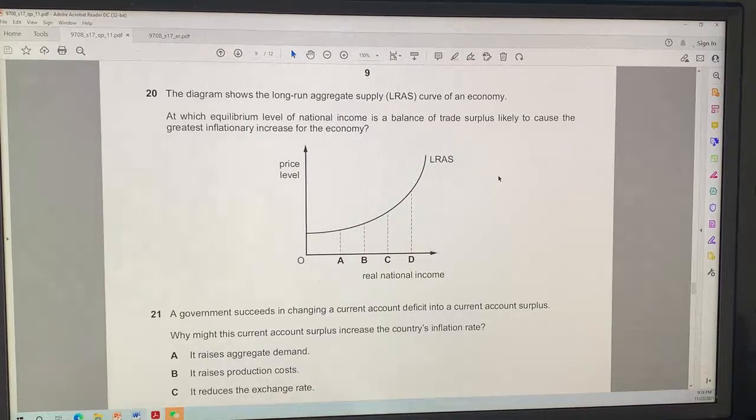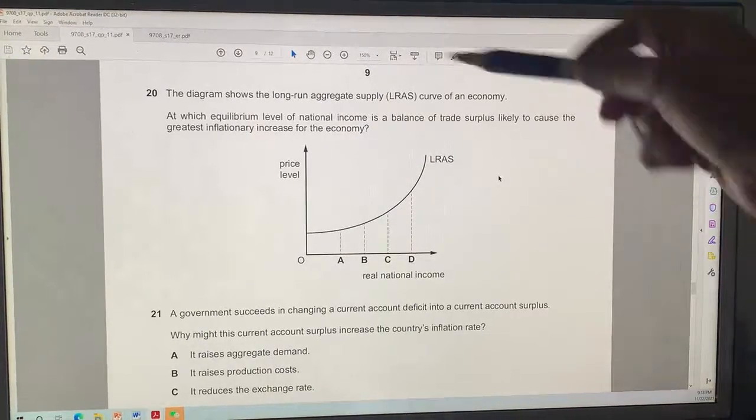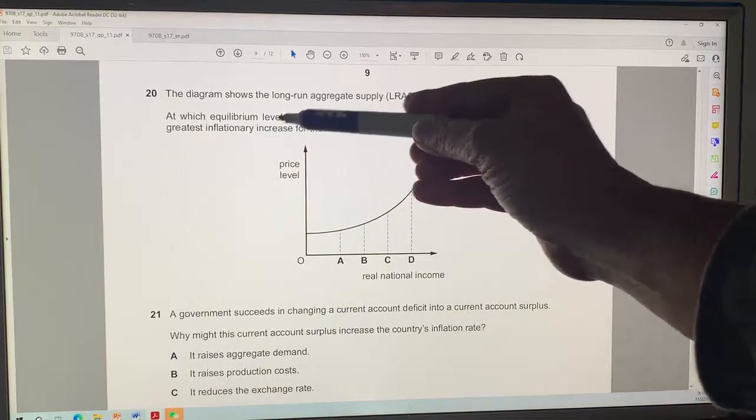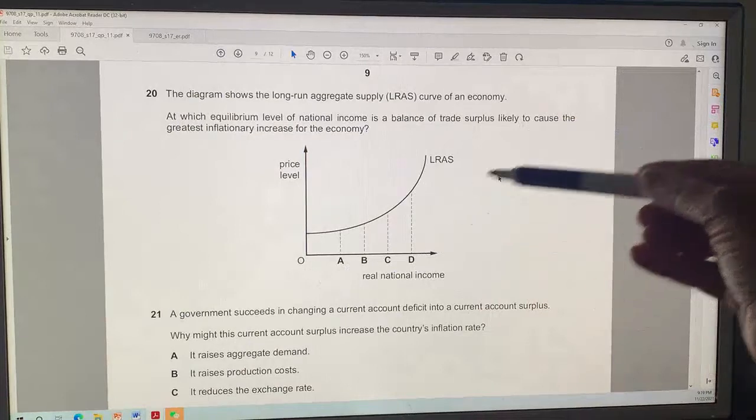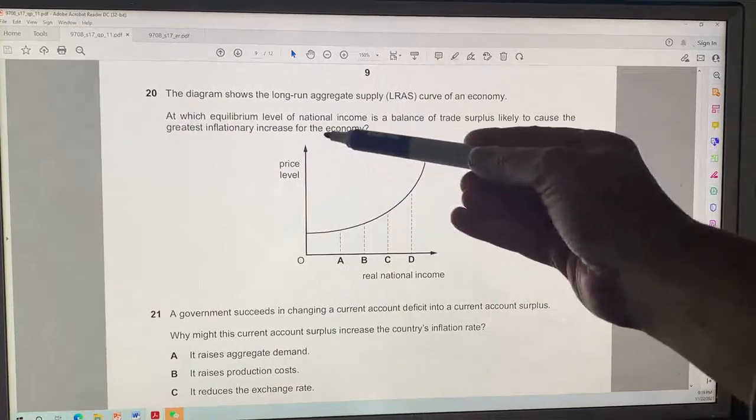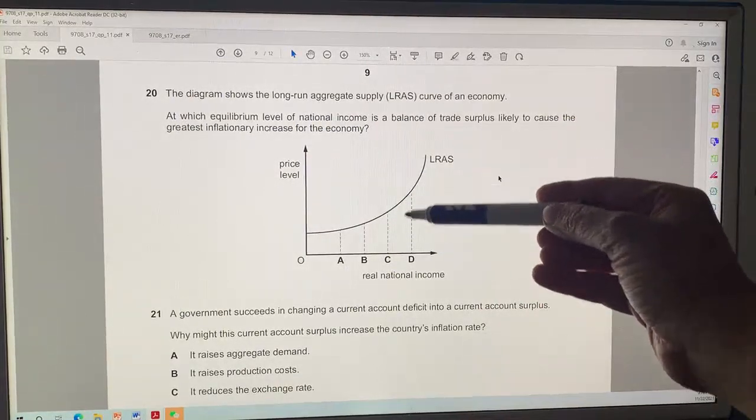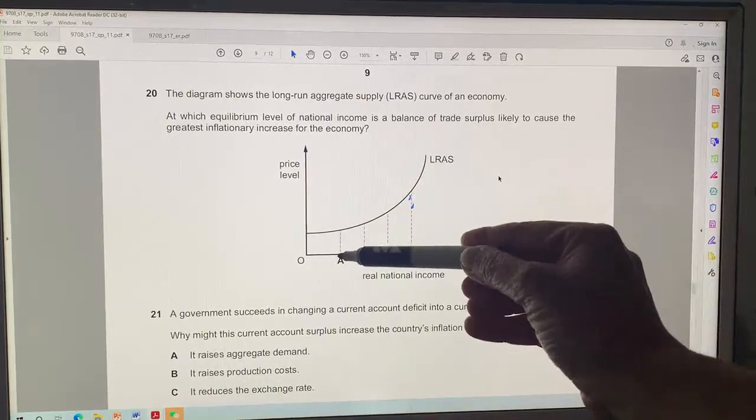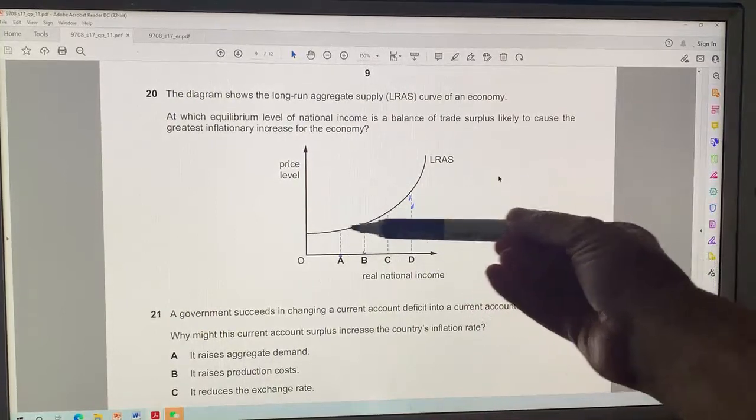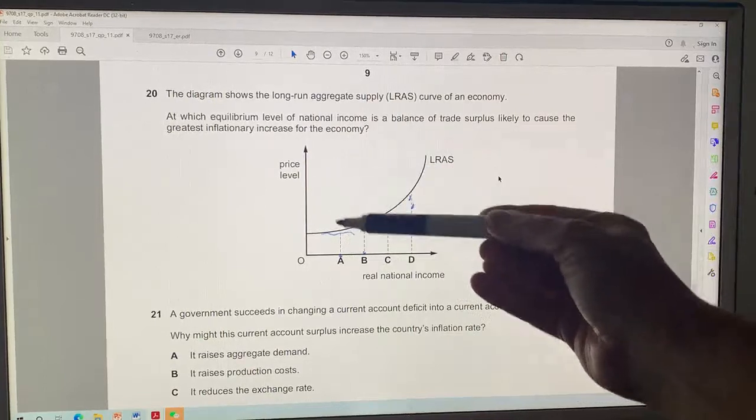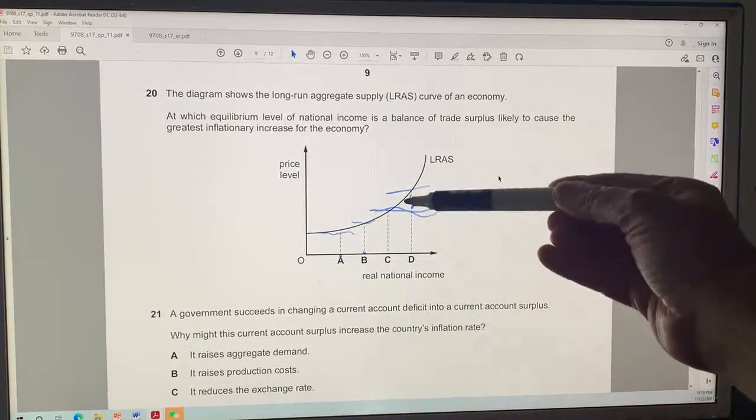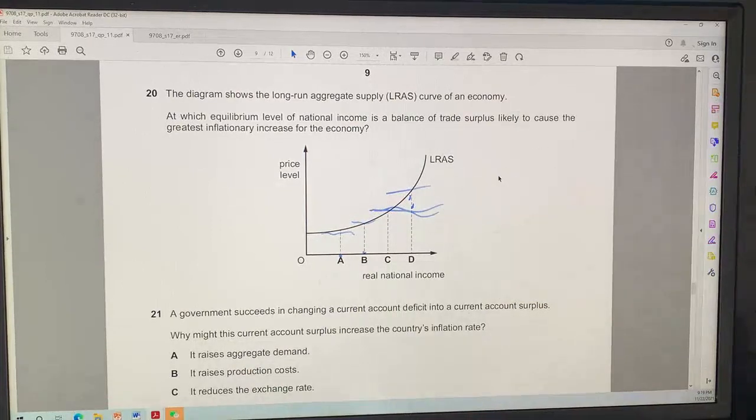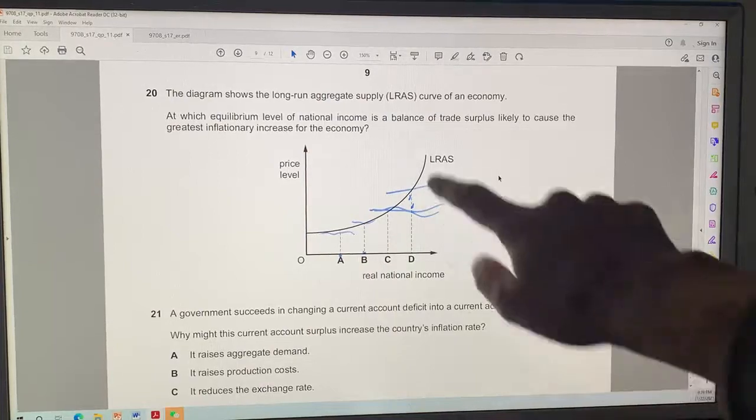So the point at which equilibrium level, and here we have them, which one's likely to cause the most inflation is D, clearly, right? From A to B, we have relatively low inflation. The price level increases a little. But here, C and D, we're getting much higher inflation. So answer 20 must be D, this one.